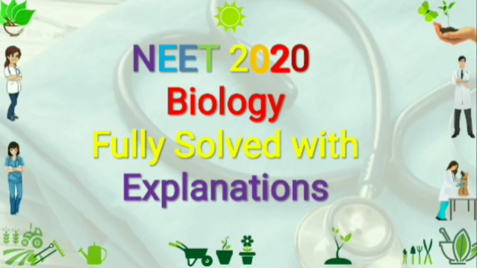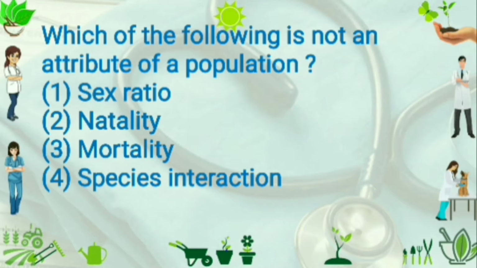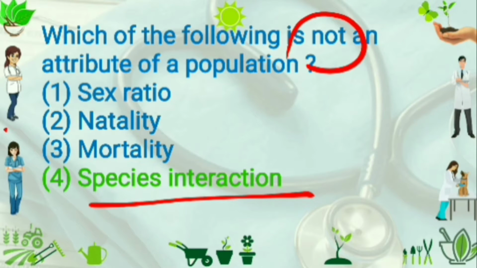Today we are going to discuss a bunch of questions from NEET 2020. Let's go to the first question. Which of the following is not an attribute of a population? Sex ratio, natality, mortality, and species interaction. The question asks which is not an attribute of a population. So the answer is species interaction.